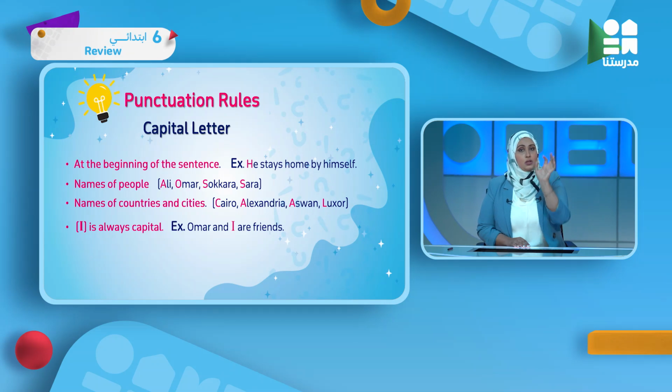It cannot stand alone. ما تقدرش تقف لوحدها في السنتنس. Small. ما بكتبش I وعليها dot. I has to be capital all the time. عمر and I are friends. I has to be written in capital. Okay? So the first thing in the punctuation rules, capital letter.